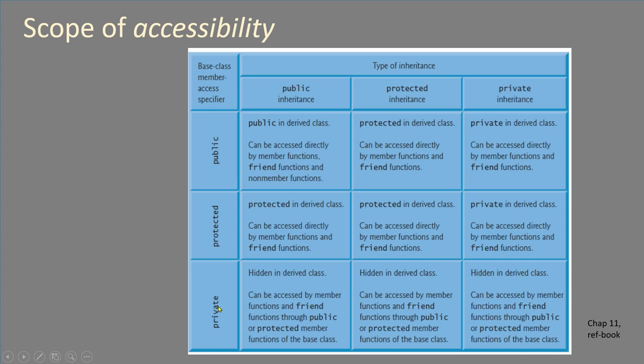Okay, for private members, they are hidden in the derived class. They cannot be used directly by any inheritance type. That means by private inheritance, by protected inheritance, by public inheritance. But if you want to access it, they can be accessed by member functions, either public or protected.